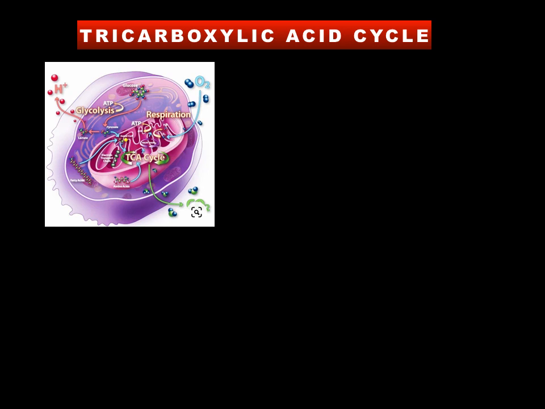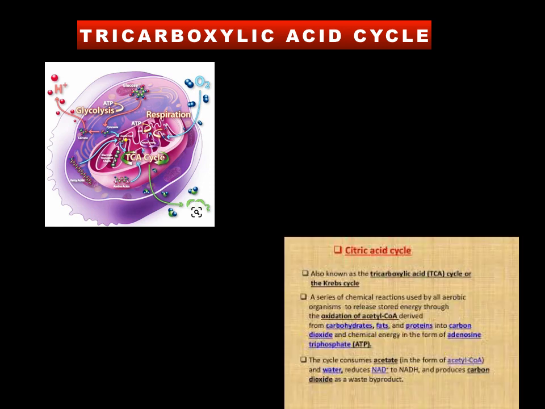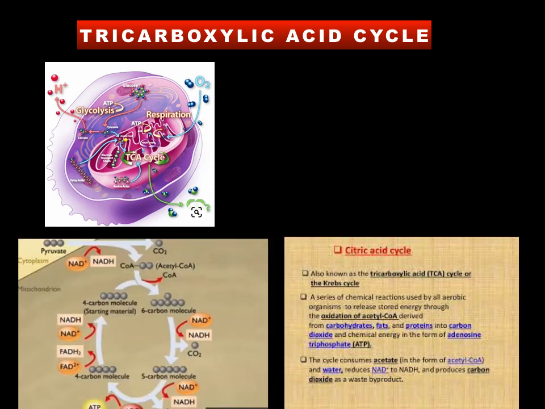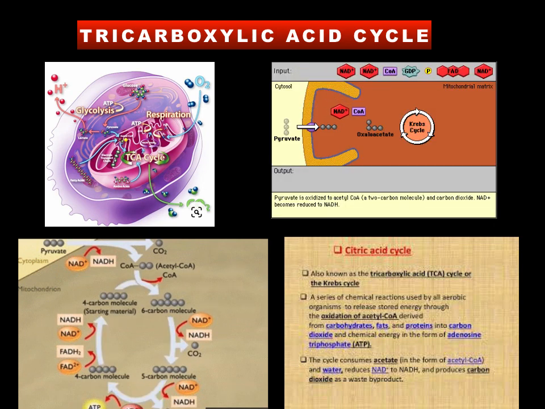The second step comes, that is the tricarboxylic acid cycle. When the acetyl CoA molecule enters the mitochondria, the tricarboxylic acid cycle chain reaction takes place in the mitochondria. The acetyl part of CoA is completely oxidized, releasing molecules of carbon dioxide, water, NADH2 and FADH2. Now, NADH2 and FADH2 are the two coenzymes that help in cellular respiration.